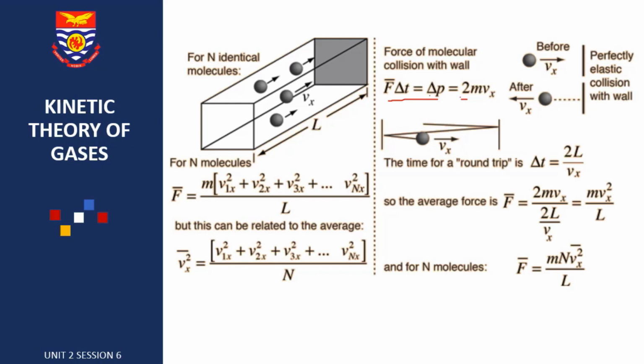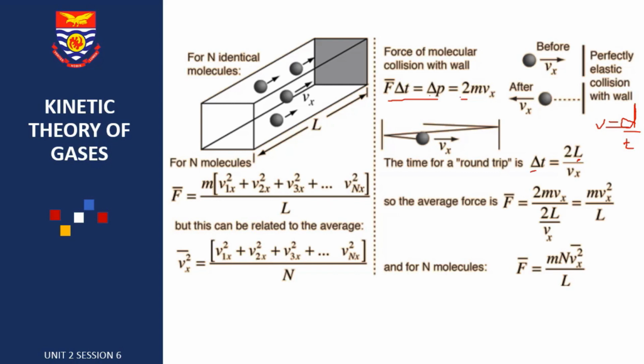In case we want to find the time for a round trip, it's going to be 2L over velocity. We know already that v is equal to what? Distance over time. When we make the time the subject, we get distance over velocity. And because we are finding the time for a round trip, the distance is going to be multiplied by 2.